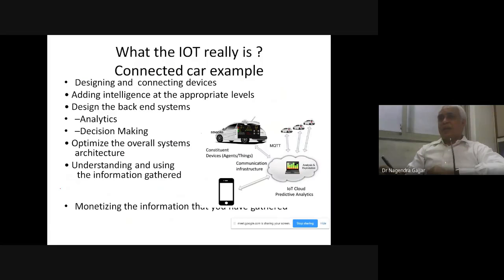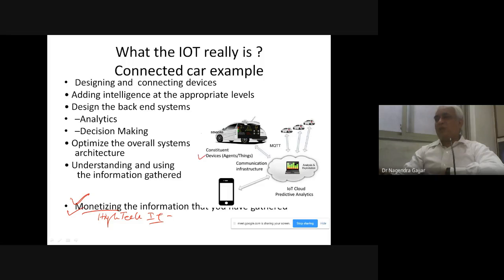So if you look at a connected car example, you have designing and connecting the devices, adding intelligence at the appropriate level, designing the backend systems, and you have analytics, decision making, optimizing the overall systems architecture, understanding and using the information gathered, and monetizing the information that you have gathered. So this is what is being done by all high-tech IT companies, right? Whether it is Google or Twitter or Facebook or Instagram, what they do is monetize the information, the data that they have gathered from all of us at free cost, right?